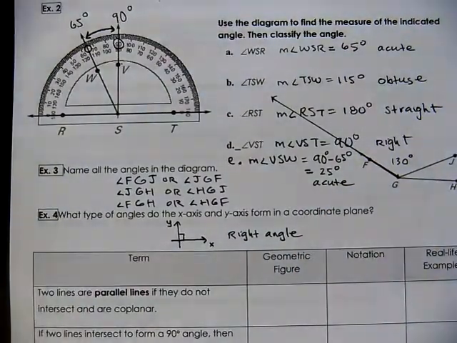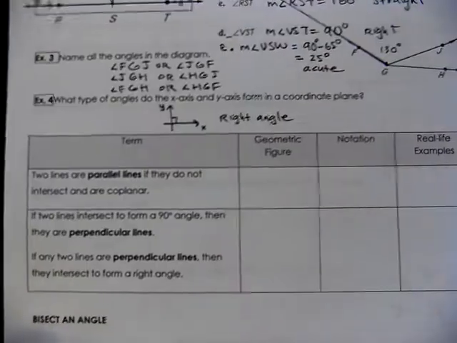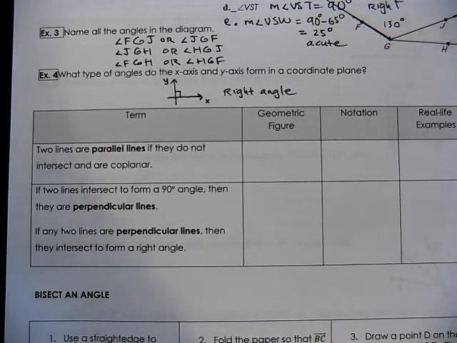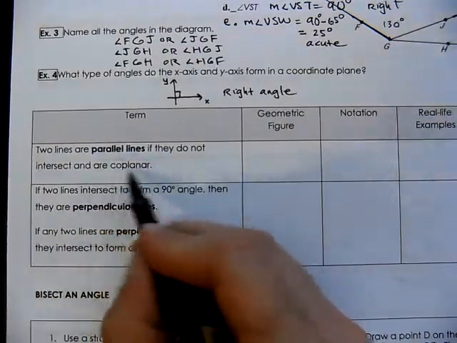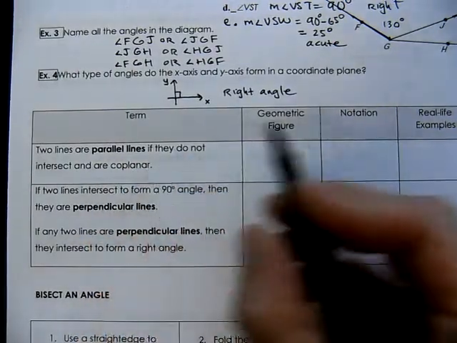Alright, a couple more vocabulary words. Let's take a look at parallel and perpendicular lines. They also have their own symbols to keep in mind here. Here, if we're talking about parallel lines, these are lines that do not intersect and are coplanar. You might not think of that as being necessary to describe parallel lines.